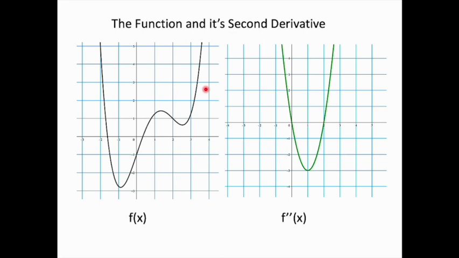Now, the values of x that break it up from concave up to concave down and vice versa are where it's neither positive nor negative. That's when it's 0. That's your inflection point. So when we look at the graph of the second derivative, it's 0 at 0 and 2.